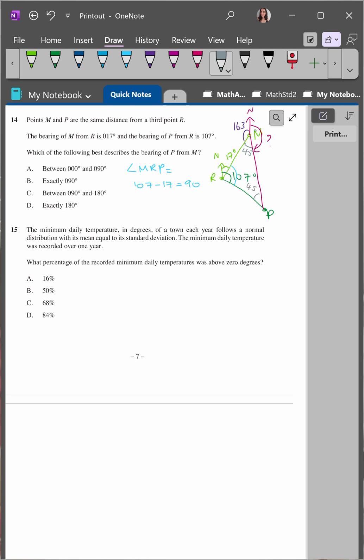So if we're trying to find the bearing of P from M, we just need to find this angle here. And we have 163 and 45 at the point. Now the degrees at a point is 360. So we can take 360 minus 163 minus 45, and that equals 152 degrees true. So our answer is going to be between 90 and 180 degrees.